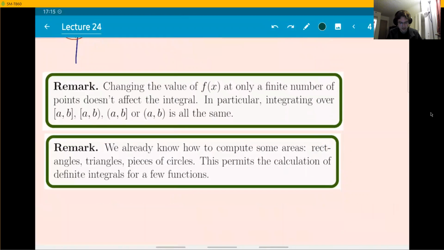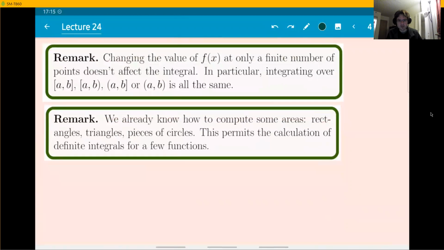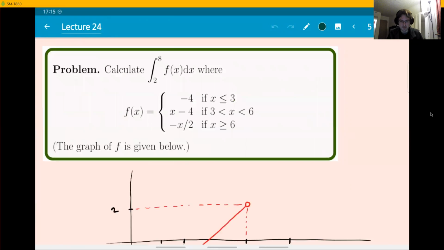And finally, we already know how to compute some areas from high school algebra or geometry: rectangles, triangles, pieces of circles. So because of this, you actually know already how to calculate the integral for a few functions. Let me give you some examples.